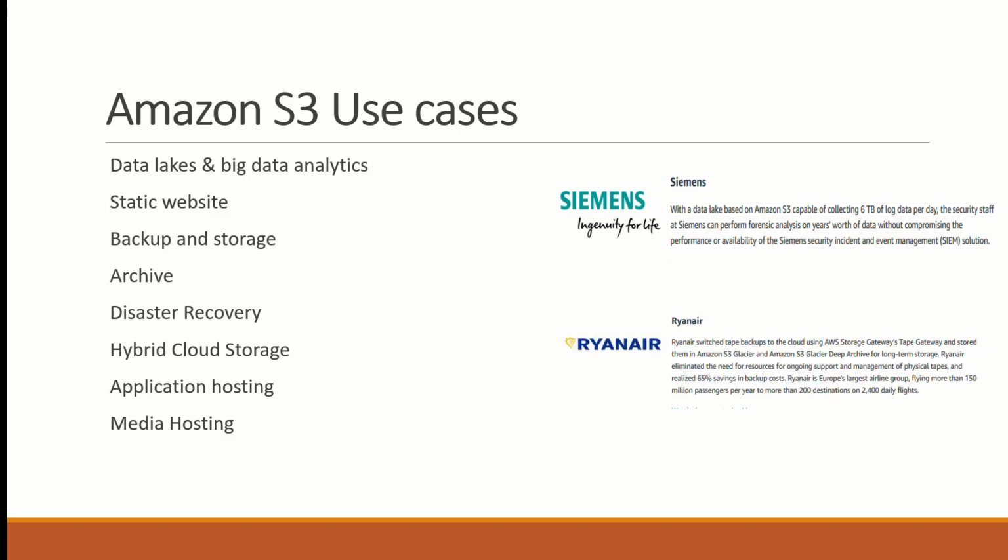Another business that uses S3 is Ryanair. Ryanair uses S3 basically for backup storage, and the tiers they use are S3 Glacier and also S3 Glacier Deep Archive for long-term storage.